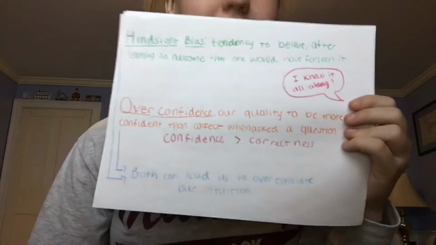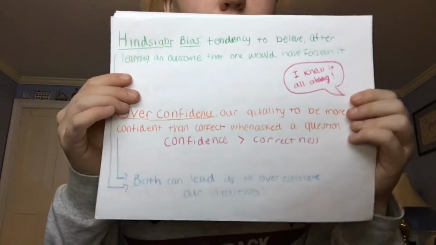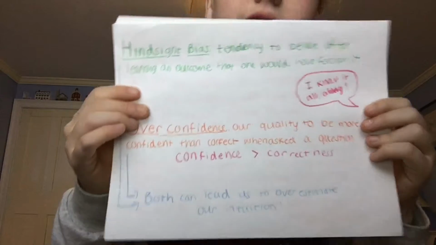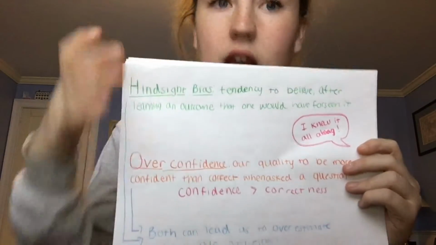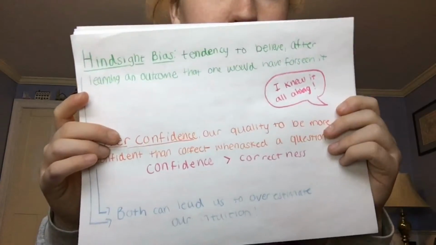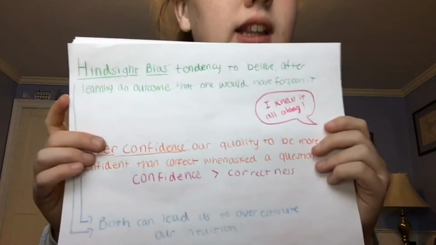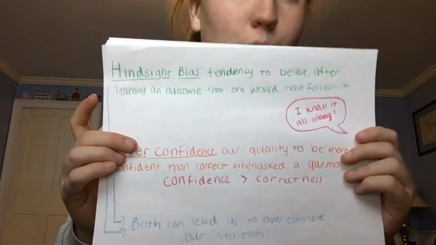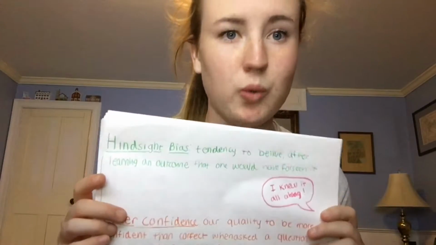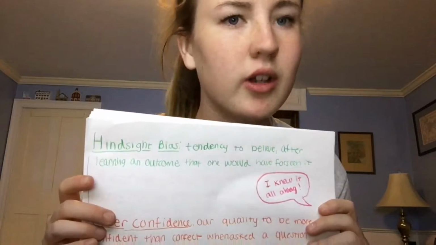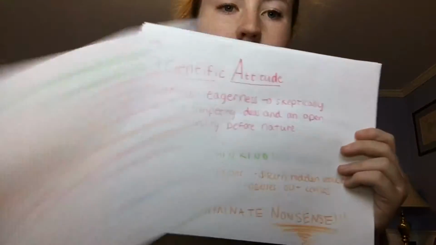To start us off, hindsight bias, the tendency to believe after learning an outcome that one would have foreseen it. They call this, "I knew it all along." Also, overconfidence is a human's quality to be more confident than correct when asked a question. Both of these can lead us to overestimate our intuition. An example is when Taylor Swift says, "I knew you were trouble when you walked in." Did she really know? Nope, just hindsight bias.